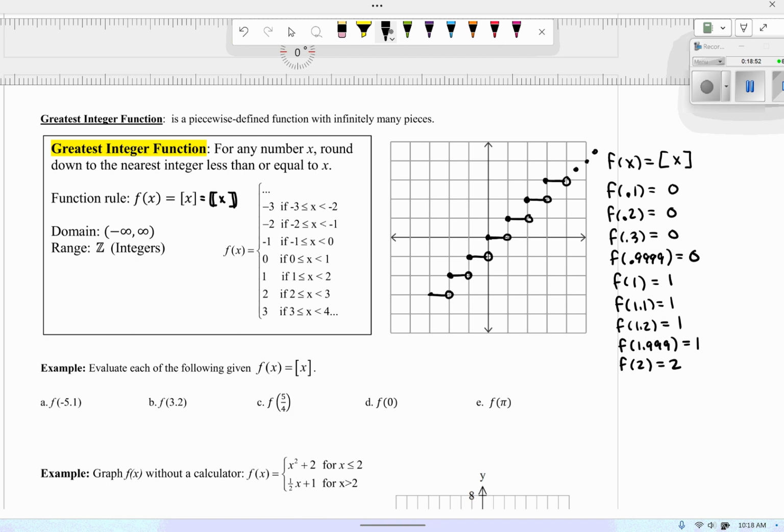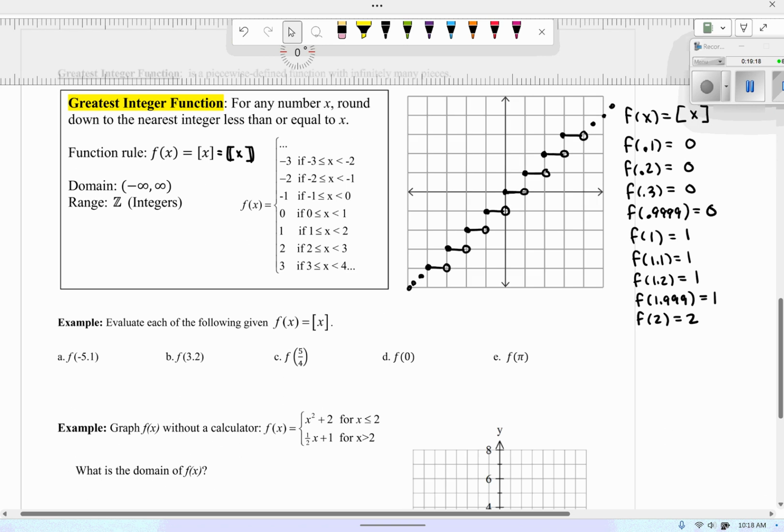You can kind of think about it like your birthday. For your birthday, you don't turn the next age until you actually have your birthday. So for the entire year, let's say you're 16 years old. You're 16 until you have your birthday, and then you turn 17 and you jump up to the next integer value that you have. So it's kind of like that. And so that was what the graph would look like.